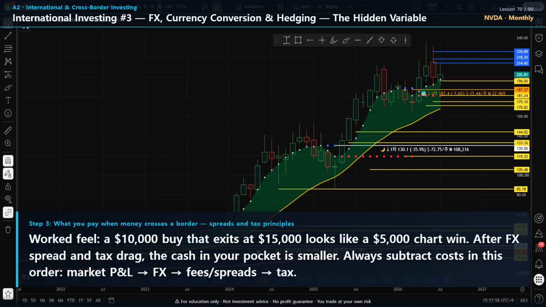Worked example. A $10,000 buy that exits at $15,000 looks like a $5,000 chart win. After FX spread and tax drag, the cash in your pocket is smaller.